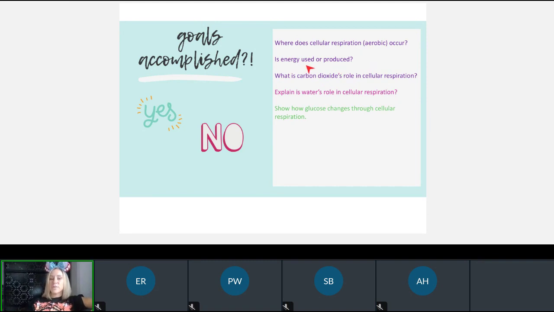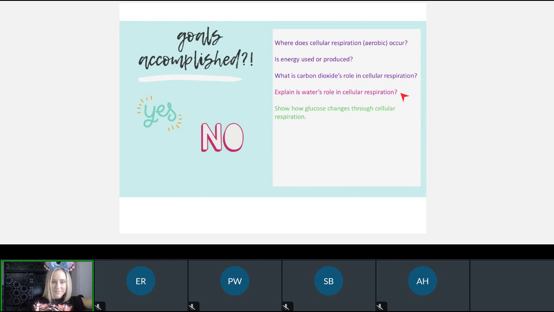Is energy used or produced in cellular respiration? Somebody tell me in chat. Yep, we're making energy. What is carbon dioxide's role in cellular respiration? Is it a product or a reactant? A reactant or a product? Good, it's produced as waste. What about water?